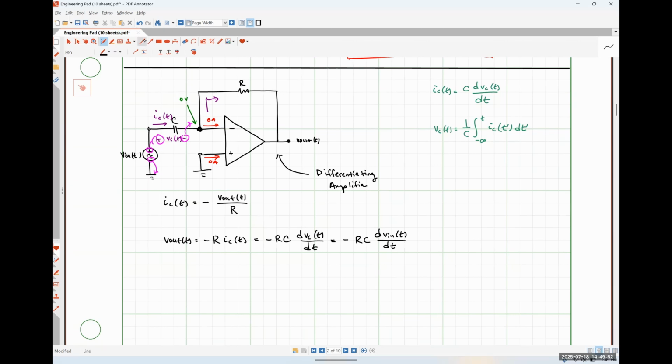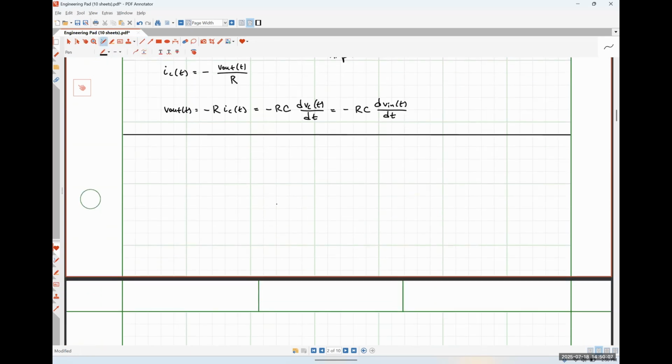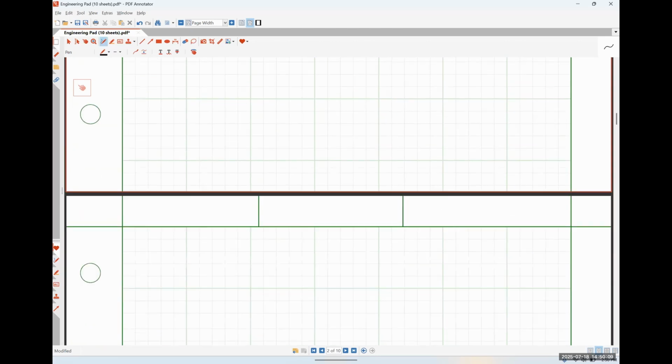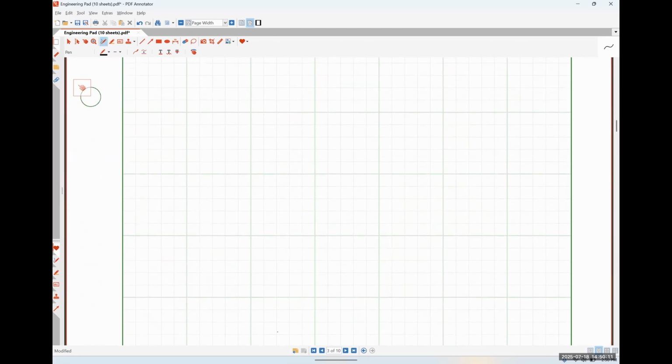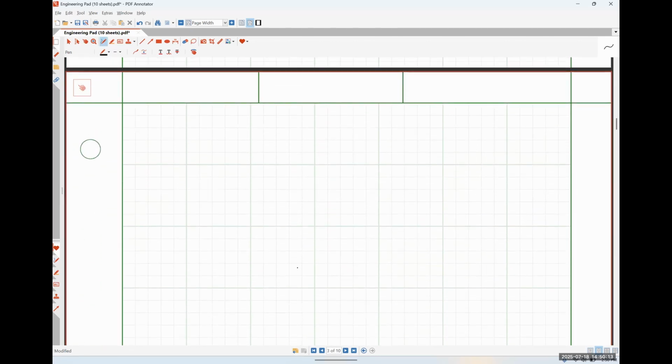So if I want to make this an integrating amplifier, all I need to do is swap the position of our resistor and capacitor. Okay. So the circuit that we're going to look at now is, let me do it on a different page. The same thing, except that R and C are swapped.